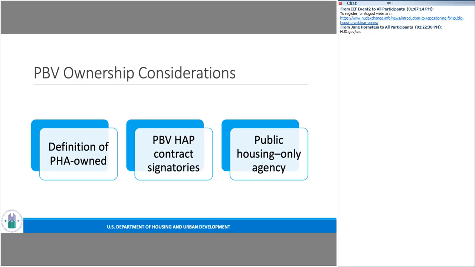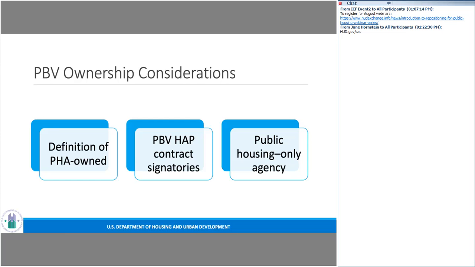Sure. So in a standard RAD conversion, that's what happens. You convert and you form a capital needs assessment, you take out financing to address what the capital needs assessment identified. By doing that work, certain things get triggered: Davis-Bacon, Section 3 requirements, sometimes front-end civil rights reviews if certain things are changing, relocation reviews.